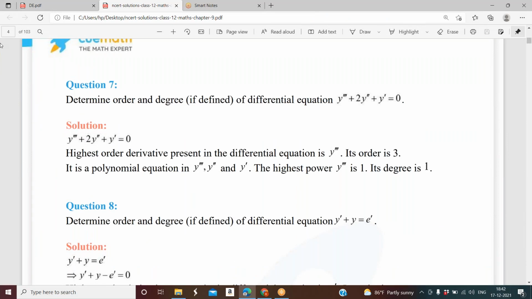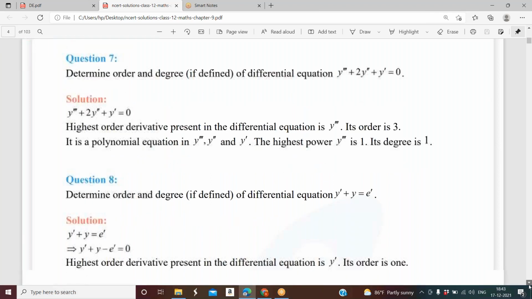So degree is 2. Now come to the next equation. It is y''' + 2y'' + y' = 0. Obviously, this is also a polynomial equation in its derivatives y', y'', and y'''. The highest order derivative is y'''. Y is differentiated with respect to x 3 times, d³y/dx³. So order is 3 and its power is 1. Highest power is 1, so degree is 1.